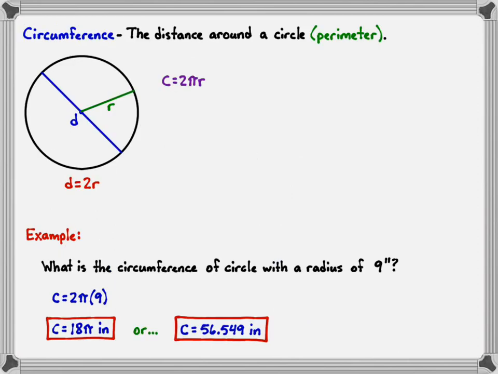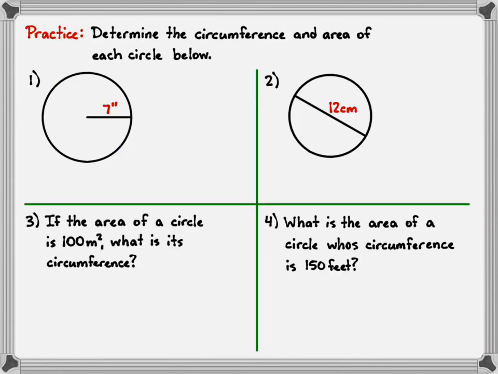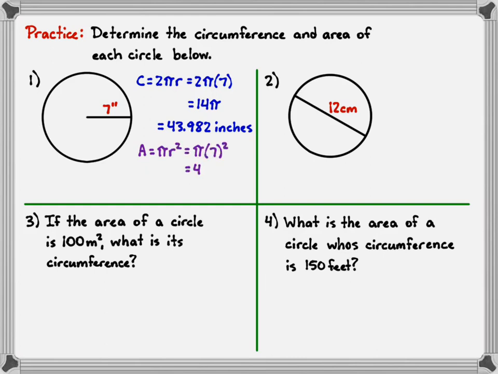All right, let's go ahead and take a look at a couple other problems. Number 1 and number 2 are just basic problems. Determine the circumference and the area of each circle. So we're just going to plug in the values that we need. So remember, circumference is 2 pi r. In this case, the radius is 7, so we get 2 times pi times 7, or 14 pi, and the units would be inches squared, or sorry, just inches. And then if you multiply it out, you'd end up with 43.982 inches. The area would be pi times r squared, which is pi times 7 squared, or 49 pi. If I multiply that out, I get 153.938 inches squared.